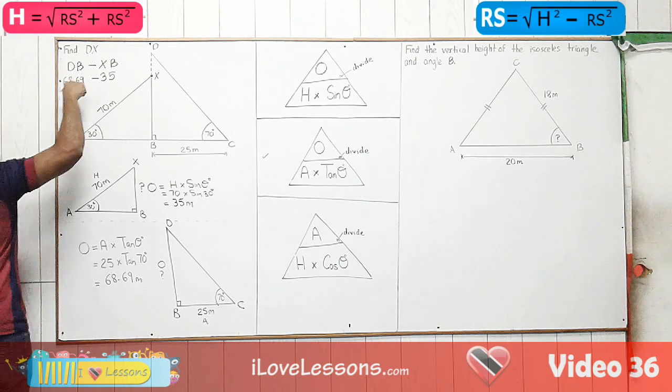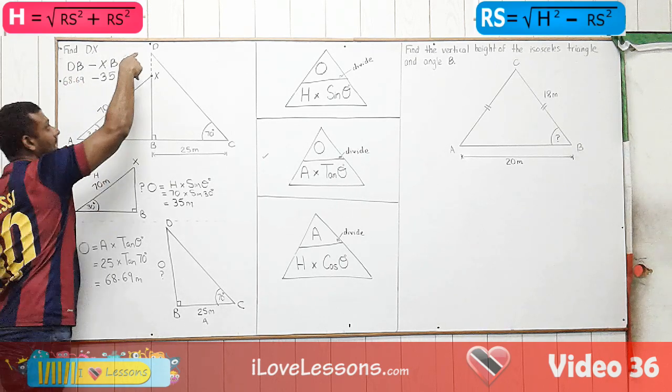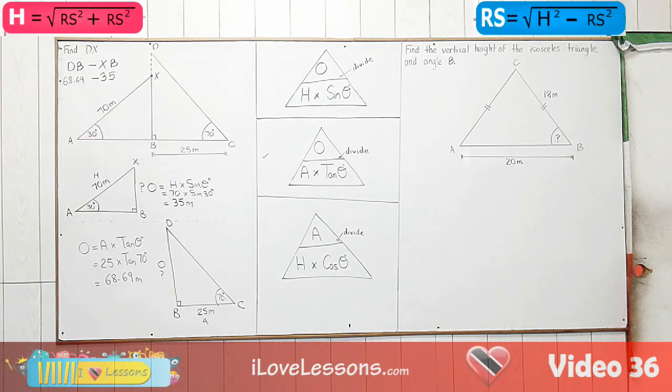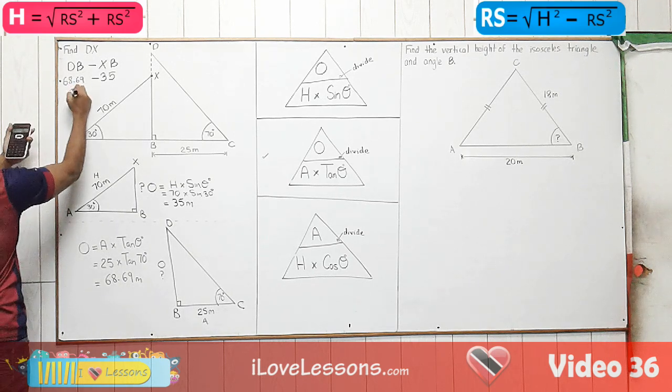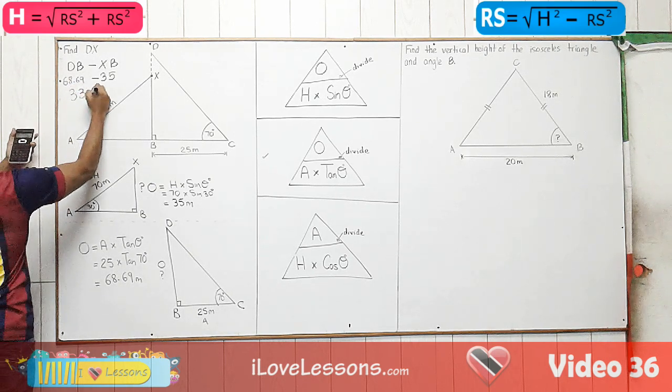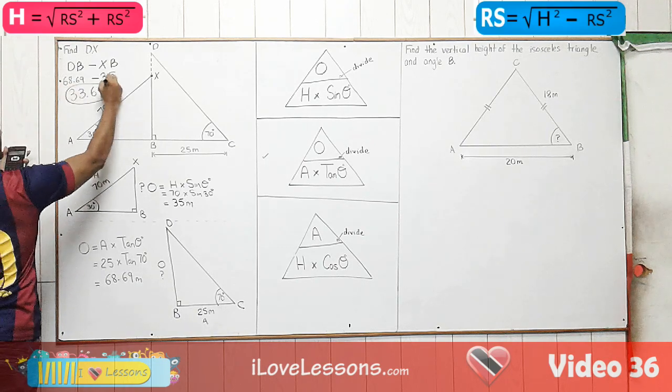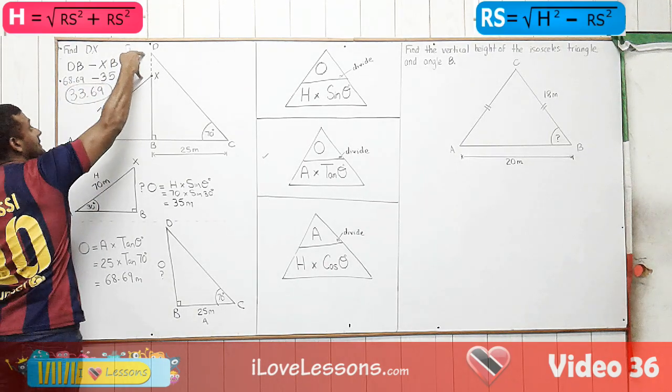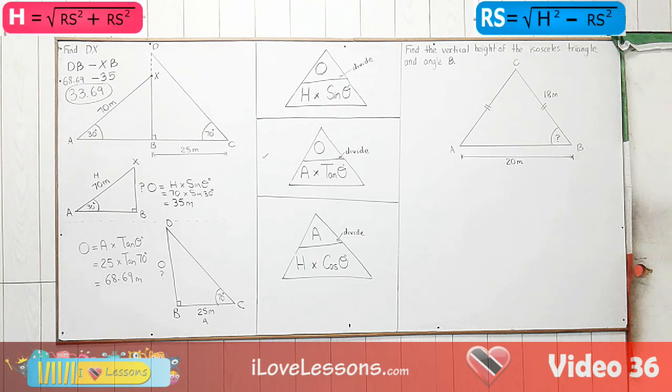So the length of dB is 68.69. We need to minus both of them to get the length of the dashed line, and that will be our final answer. 68.69 minus 35, and we will get 33.69. This is our final answer for the length of dx.